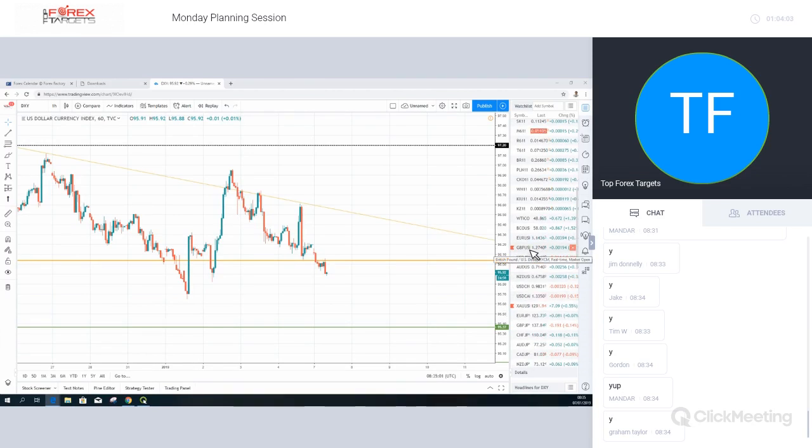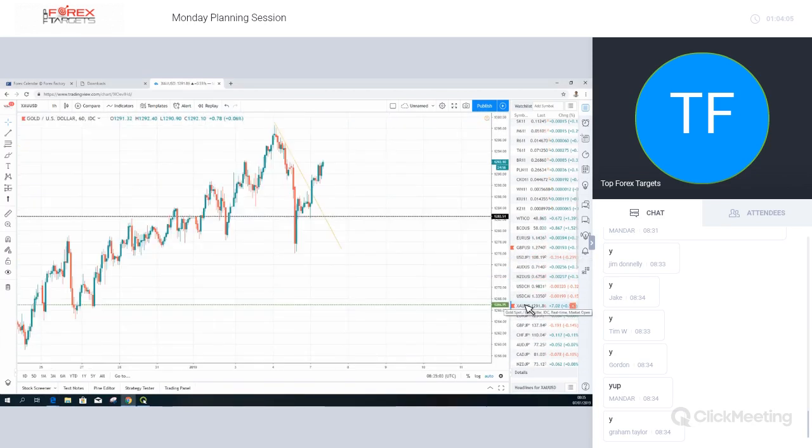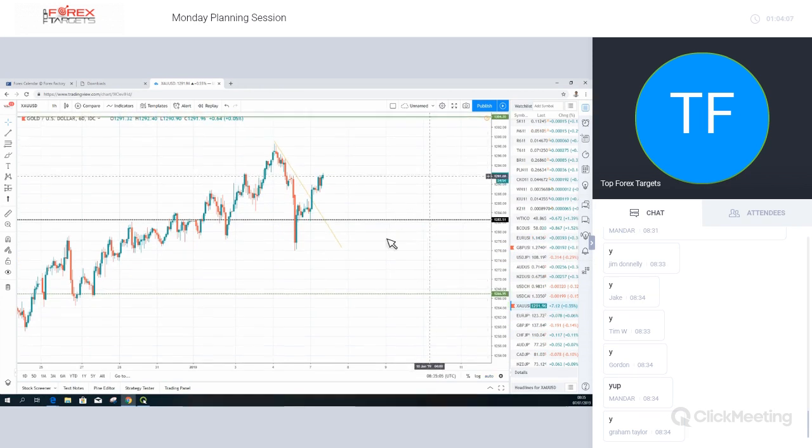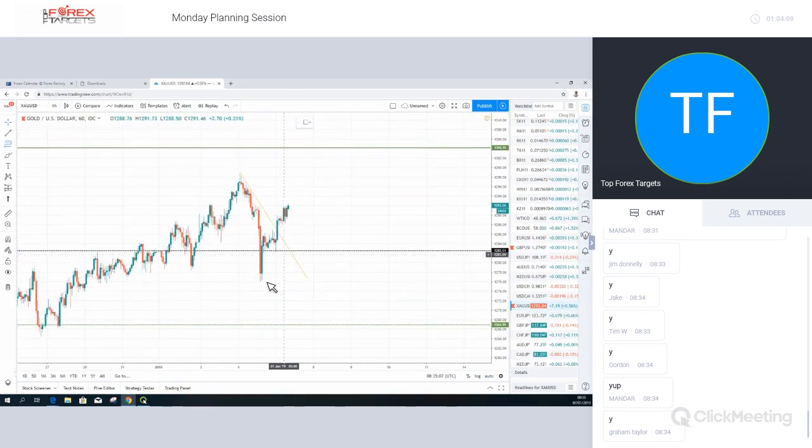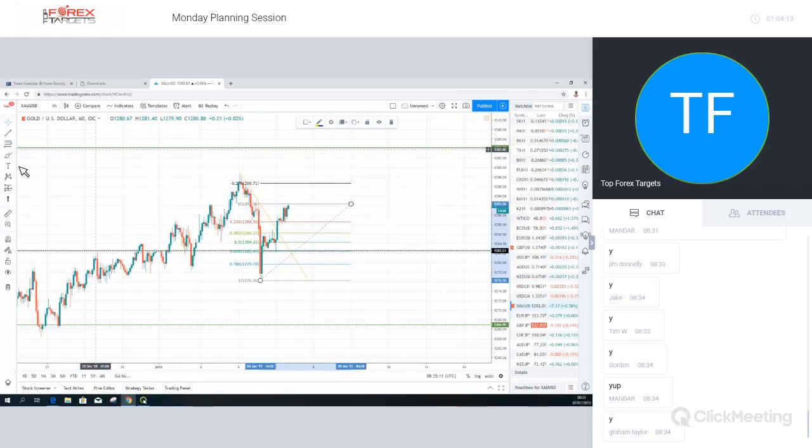Okay, so that's what I'd be looking at in gold. Personally speaking, based on everything considered, I would prefer to take this as a 1, 2, 3, 4, 5 with an inverse head and shoulders, and this is where I'd be prepared to place my money, not the other way around.